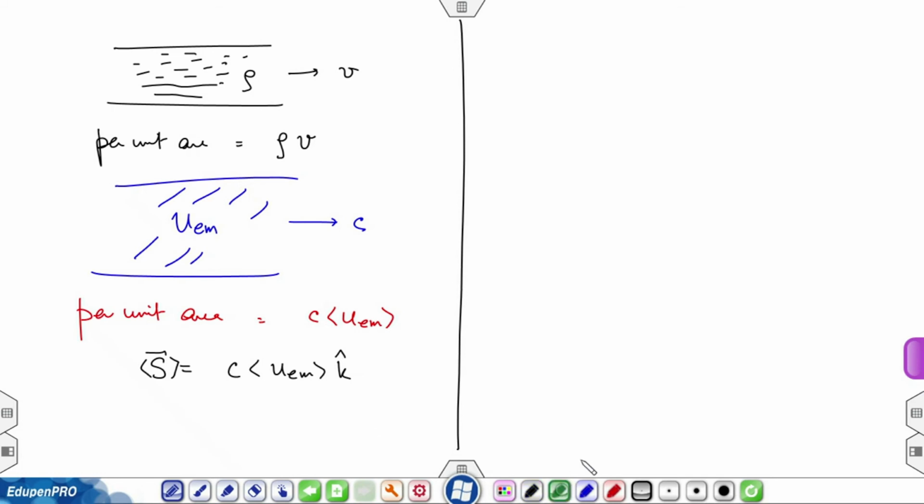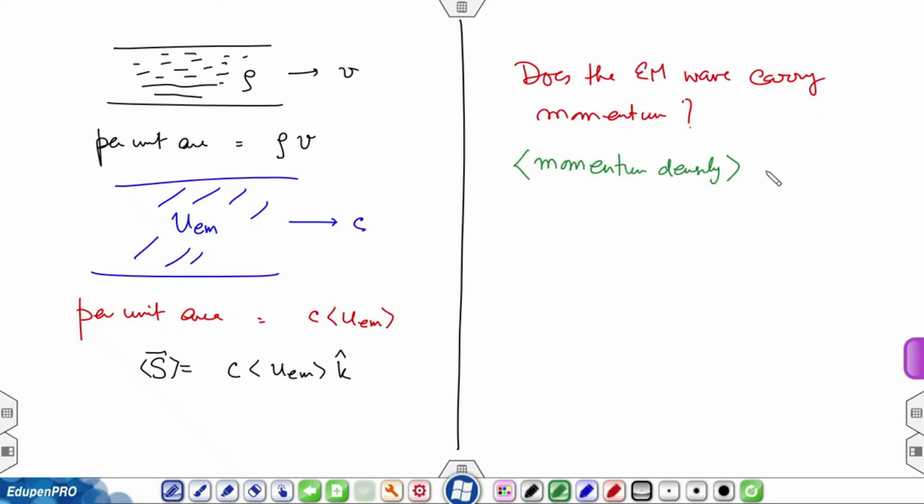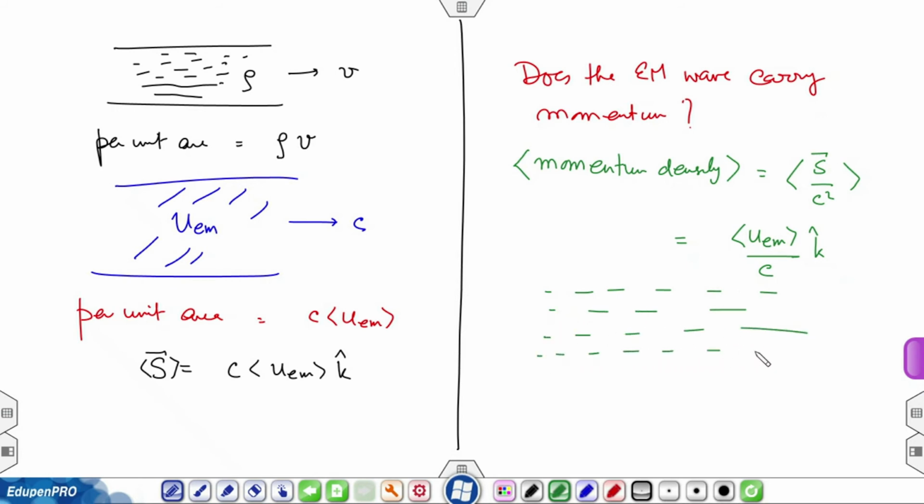Does it carry momentum? Right. So, does the EM wave carry momentum? Yes, it does. Whenever there is an S, there is a momentum, and we had already learned that momentum density is S over c square, and time average will be time average S over c square. And therefore, you have momentum density in the plane electromagnetic wave as u EM over c, and its direction is k.